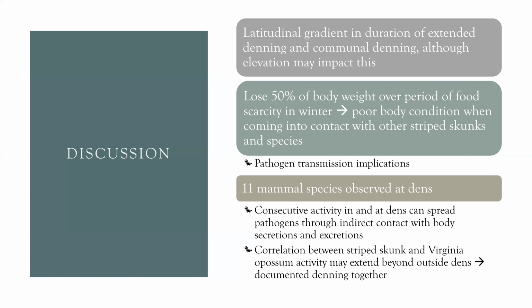We also noted a correlation between striped skunk and Virginia opossum activity, and it's possible that that could extend beyond activity outside of the den. There's been one study that documented one instance of a collared striped skunk and a collared Virginia opossum being tracked to the same den at the same time. So that could be indicating something greater, but again, with the data that I collected, I'm not able to confirm that.